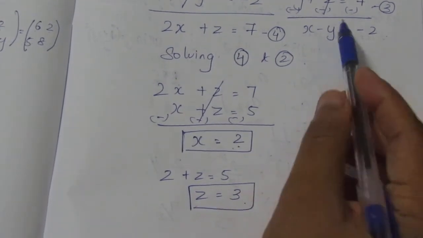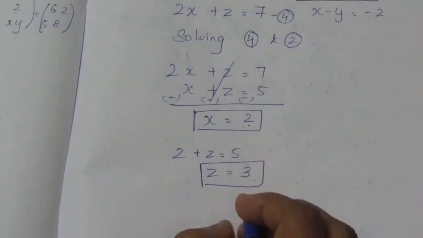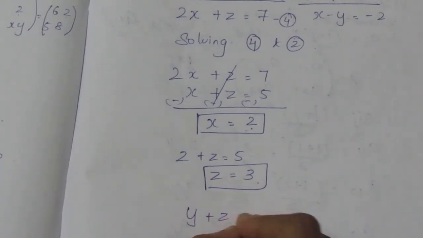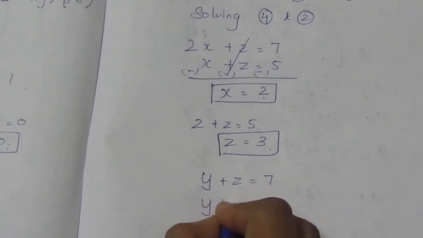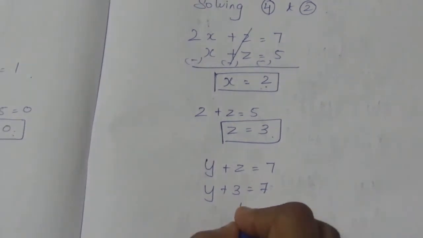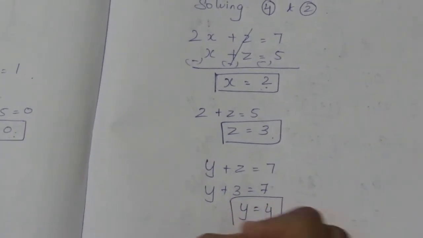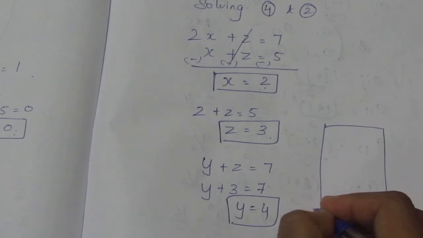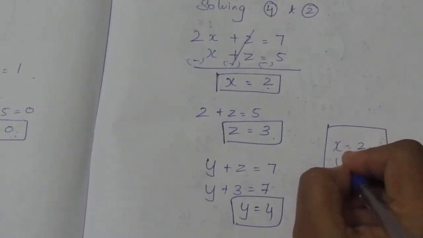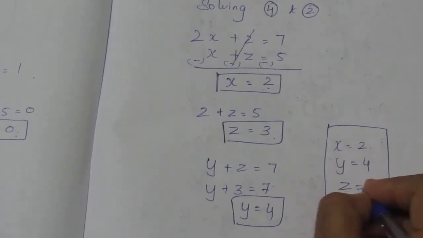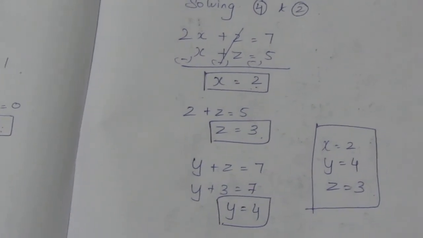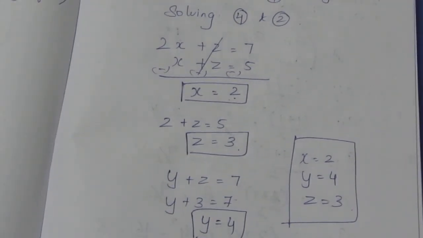Now substitute in the third equation. Third equation, y plus z is equal to 7. So y plus 3 equal to 7. So y will become 4. So the x, y, z value is x is equal to 2, y is equal to 4 and z is equal to 3. Any two equations you can solve with the third subdivision. Any two equations if you solve, you will get the other equation. Solving another equation with the other one, you will get the answer.